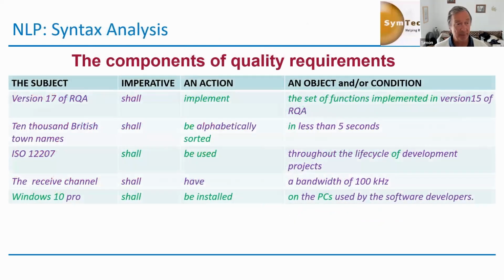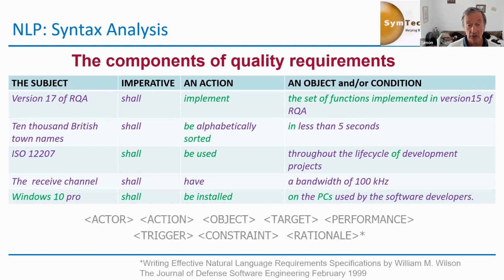Let's show it explicitly. It starts off with the subject of the requirement. What is the subject? The imperative, typically shall, but there are other ways of having an imperative. You might use the MoSCoW system. An action, this is going to be implemented or sorted, used, installed, and then an object, which is the object of the action, and then often there was a condition, throughout the life cycle, etc. So those are the components of quality requirements, the syntax that we can use.